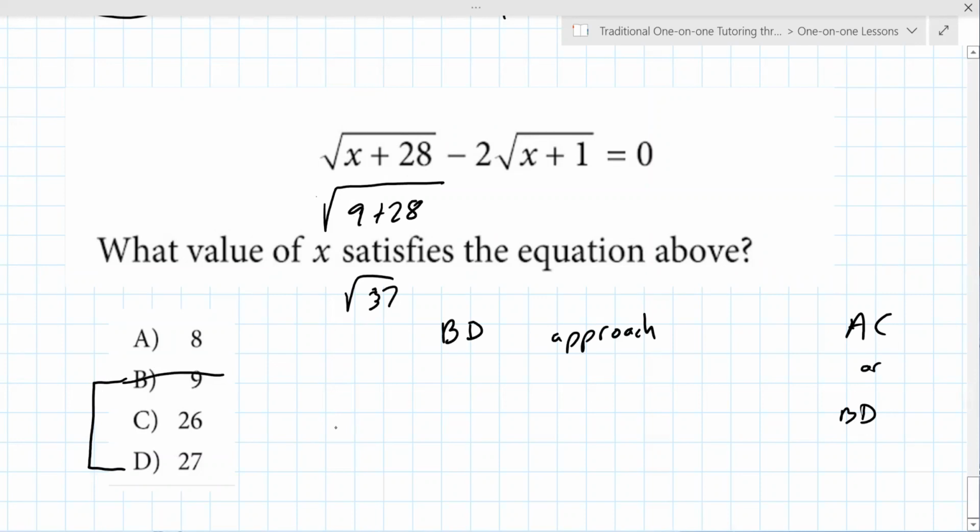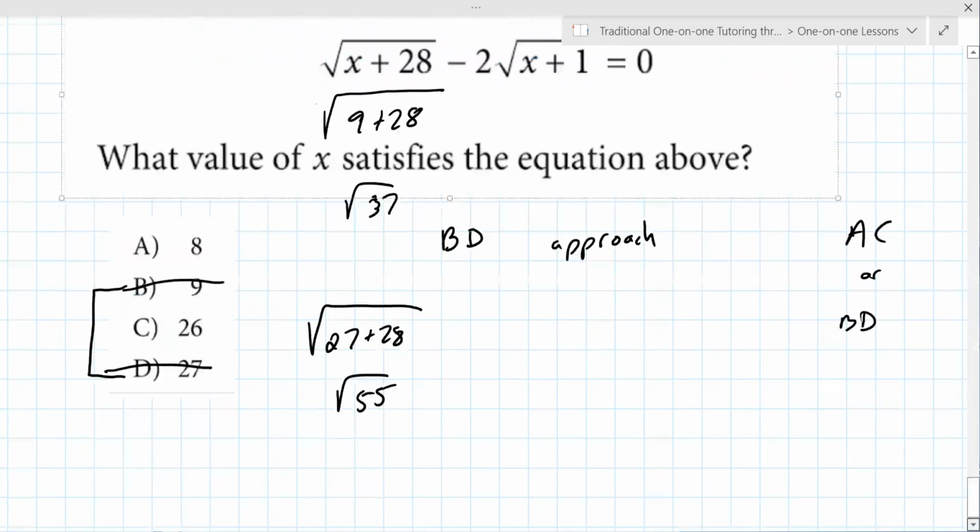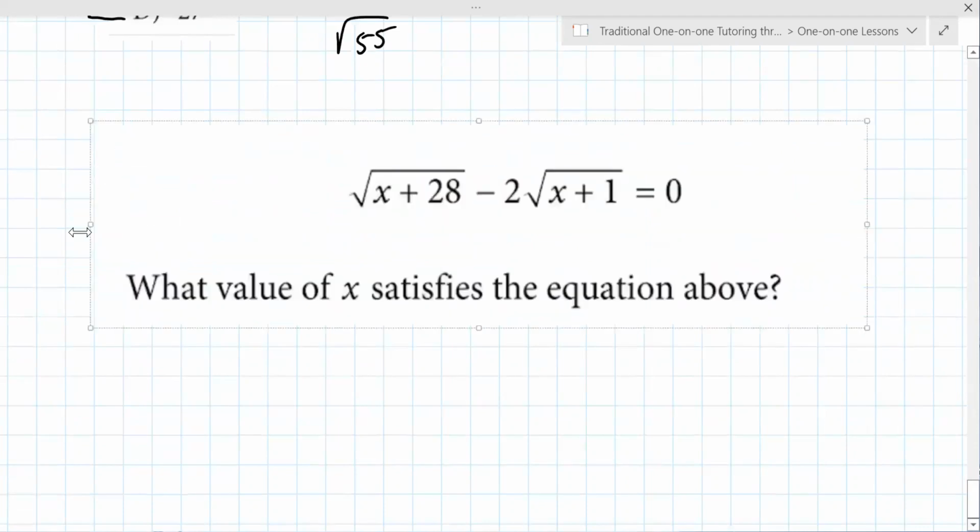Now, when you try D, it's the square root of 27 plus 28. That's the square root of 55. That's also bad, so that's out. So this really is not a great problem for this. But if we try A, let me have you try A. A is 8. Could you confirm that works for this problem?